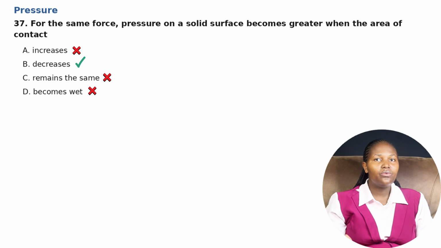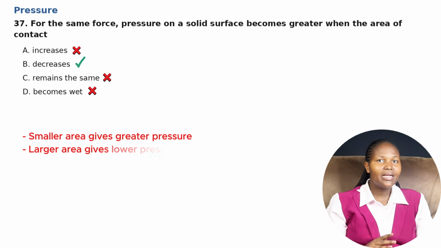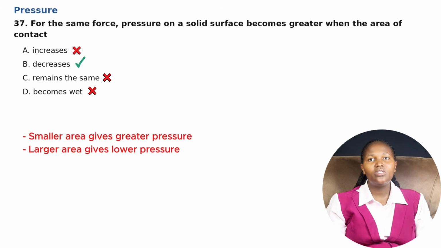alone. When you get such kind of questions in the exam, the tip is to remember this: for the same force, remember the inverse relationship. Smaller area gives greater pressure. Larger area gives lower pressure. Read carefully so you do not reverse the relationship. Then let us go to question number 38.